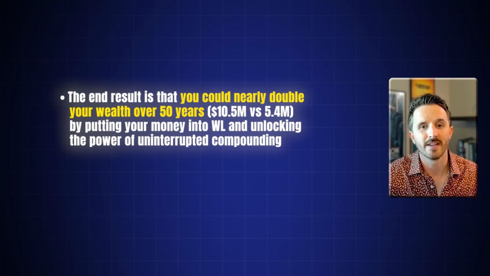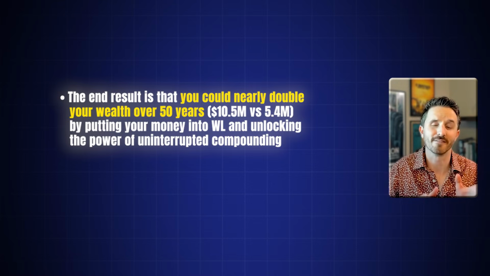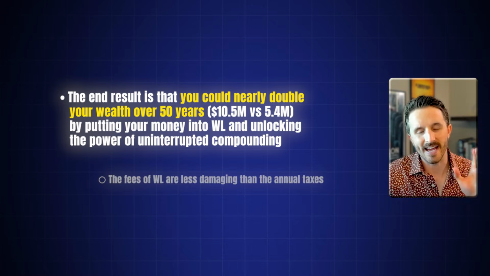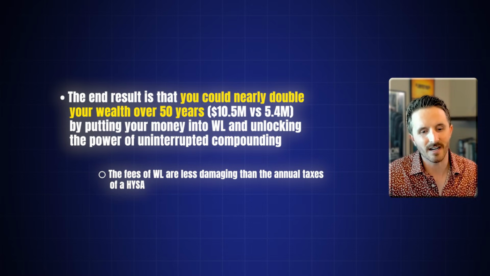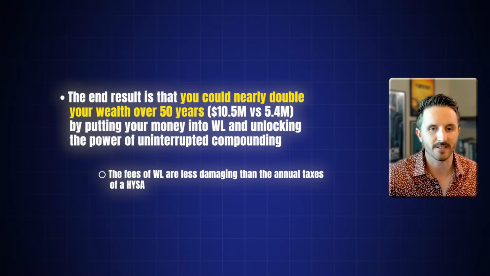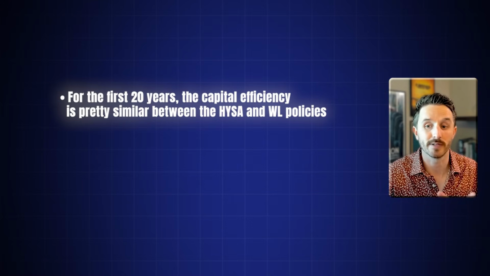And remember that this is with the exact same contribution amount, $2 million. So the amount that you've put in hasn't changed. It's just that the vehicle or the chassis that you put it into is different. And this is because the fees of whole life are less damaging than the annual taxes of a high yield savings account.